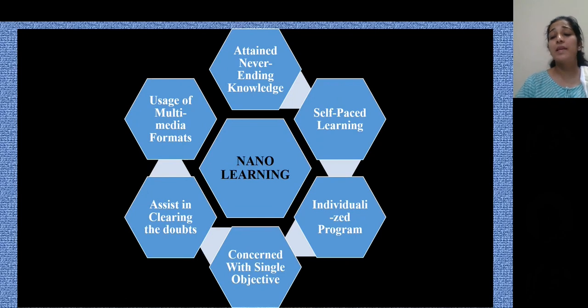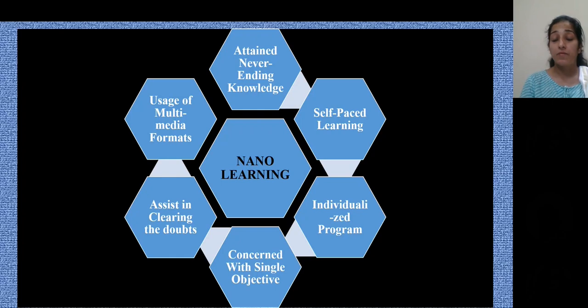Then the next characteristic of nano learning, never-ending knowledge. That means we are giving the information in a very short span of time. That knowledge will be given to a learner. The learner will learn in 5 to 10 minutes, and then we can provide short learning capsules to the learner so that the knowledge will be assimilated in the mind of the learner.